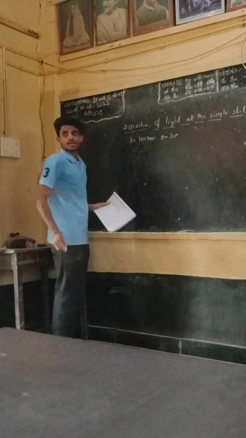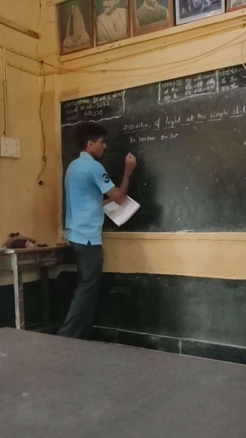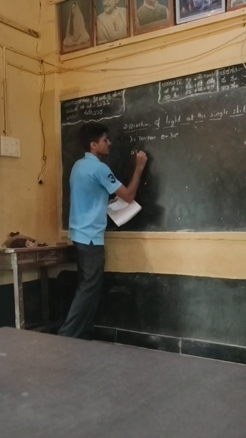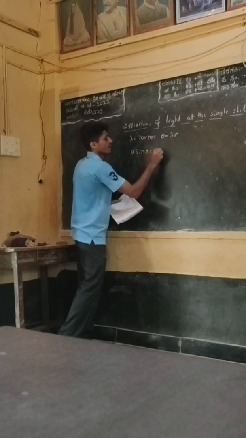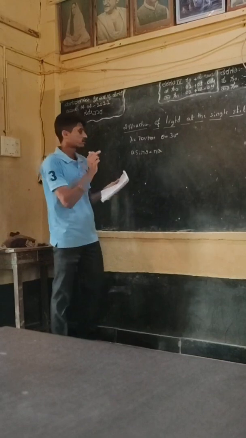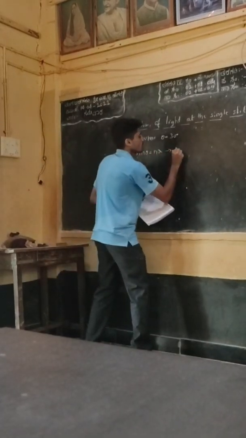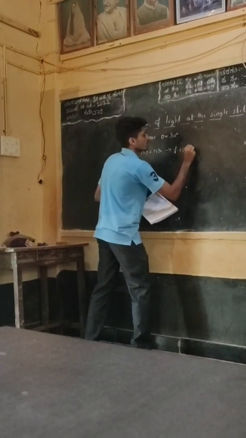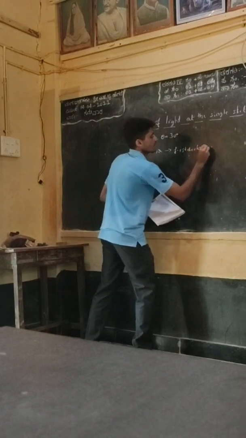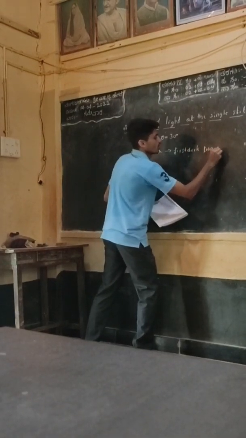So what we have to do? We have to apply the formula. The formula is A sin theta is equal to n lambda, which is used for the first dark fringe.